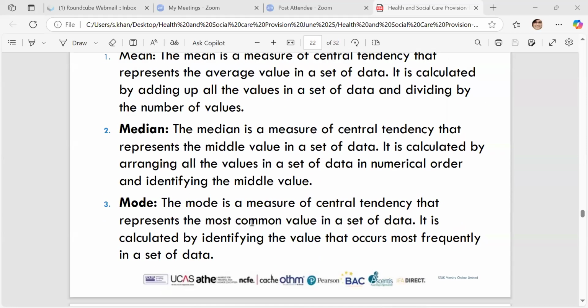Then you've got the median, which is the middle value in a data set when the values are arranged in ascending order. If there's an even number of values, the median is the average of the two middle values. For example, in the sorted data 2, 3, 4, the median is 3. In the sorted data set 2, 3, 4, 5, the median is 3.5. And then we have the mode, which is the value that appears most often in a data set and represents the most common value. It's calculated by identifying the value that occurs most frequently in a set of data.